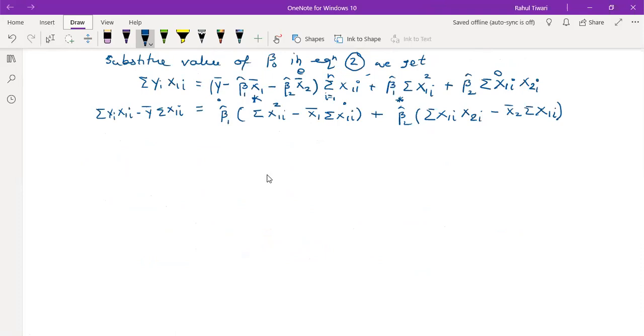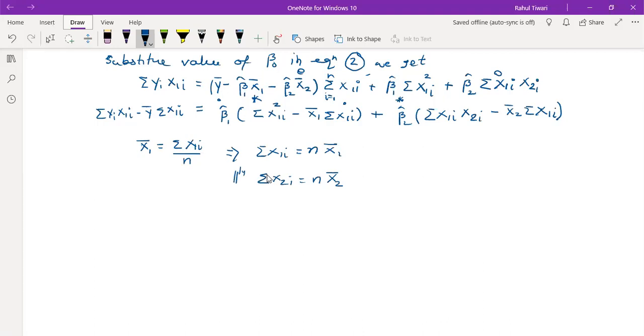We know something about this term. What is your x1 bar? X1 bar is equal to summation x1i upon n. So what I will do here now, I will replace this summation x1i with n into x1 bar, right? And similarly, summation x2i is equal to n into x2 bar, right? So I will just replace these quantities in this expression.